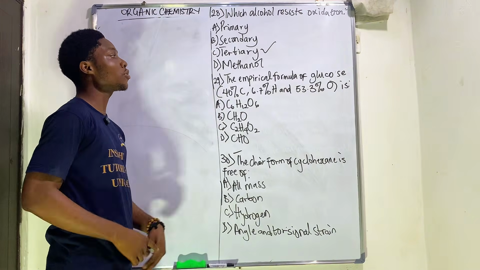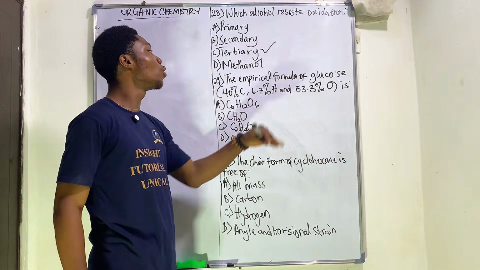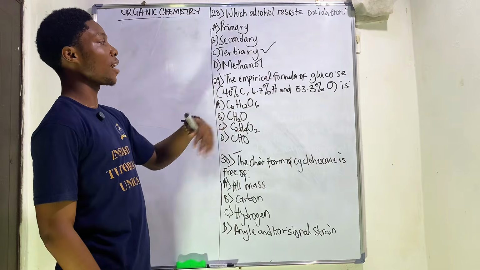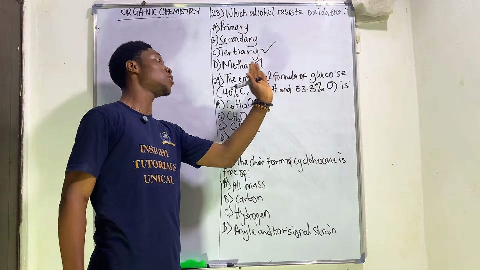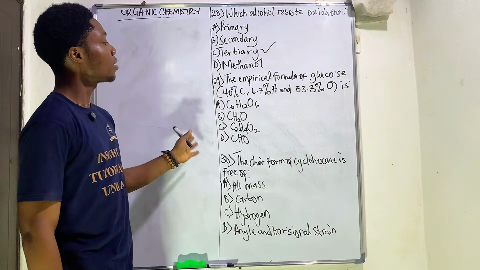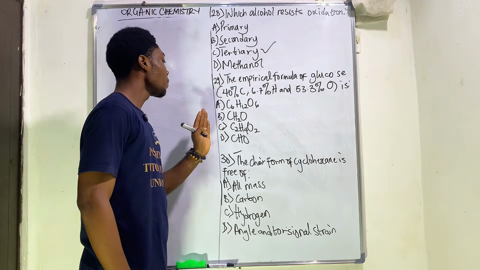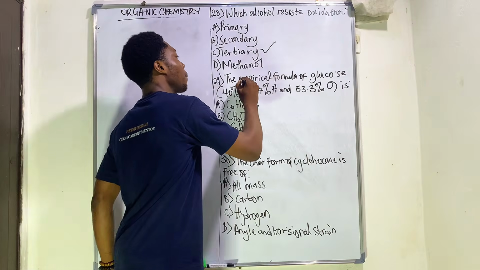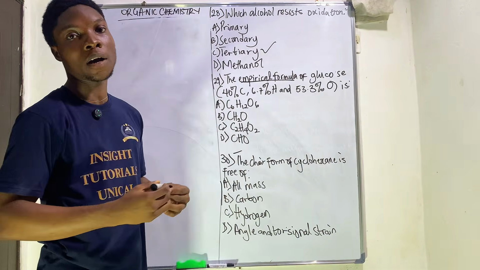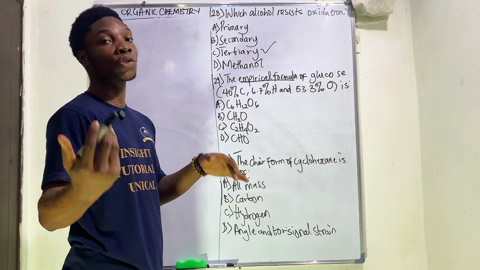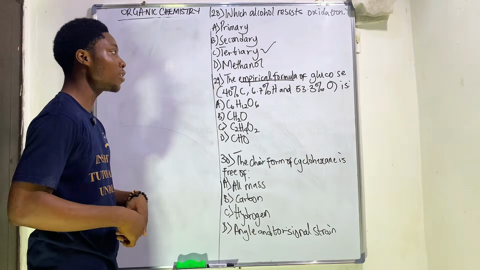Right. So the next question: the empirical formula of glucose with 40% carbon, 6.7% hydrogen, and 53.3% oxygen is A, C6H12O6, B, CH2O, C, C2H2O2, D, CHO. Now, empirical formula basically refers to the simplest chemical formula that a compound can be expressed in. And there are a set of rules when you're solving for empirical formula. So let's get into it.